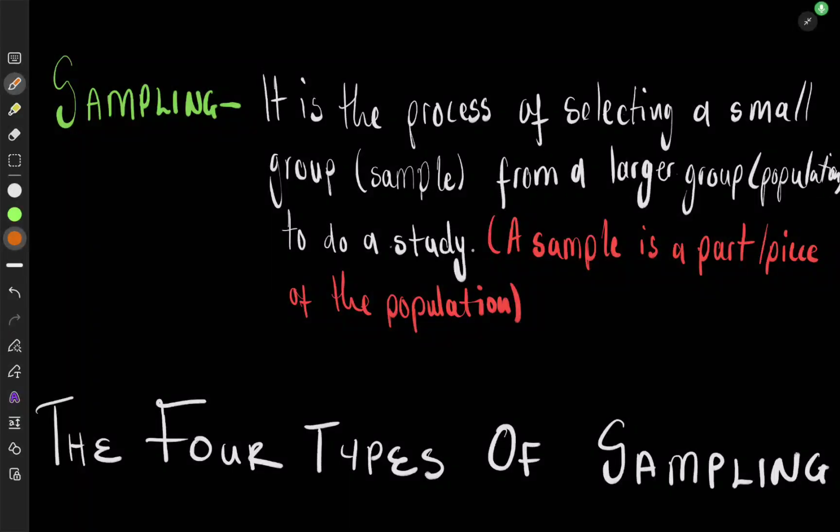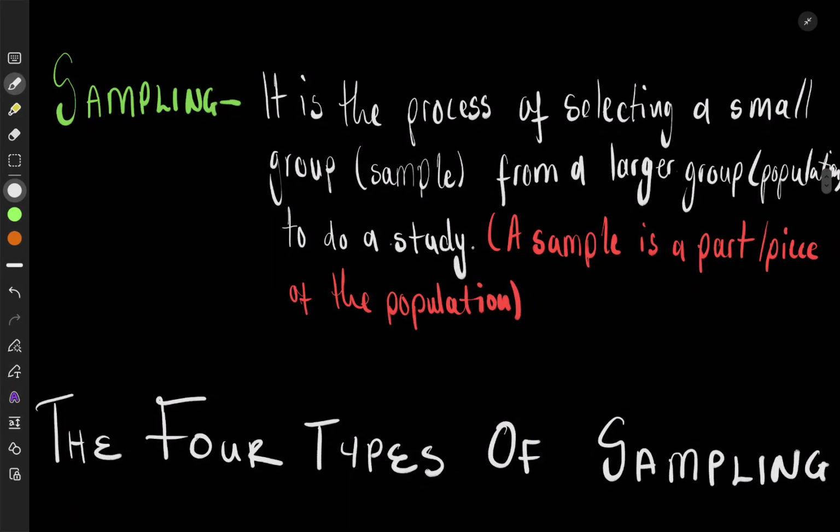Now, sampling, there we go. We said it is selecting, right? And that is what they'll tell you here. It is the process of selecting a small group from a larger population to do a study on it, or in order to collect data from it. It is the selection of a small group from a larger population for the purpose of collecting data from it, okay? So a sample is a part or piece of the population.